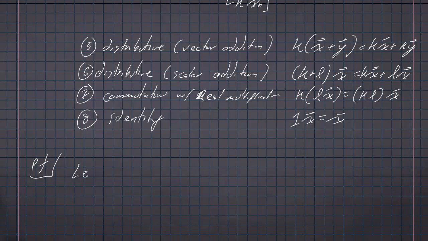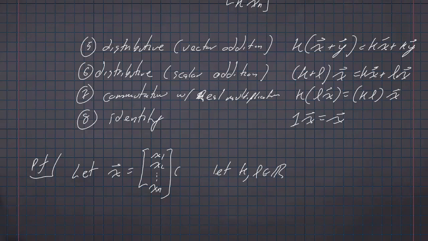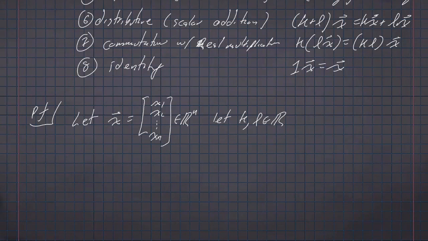But let's let vector x be the column vector x1, x2, down to xn, and let k and l be reals. I forgot to put in x is an n-dimensional vector, n-dimensional Euclidean vector. So that is all we know. And we want to look at k plus l times x.